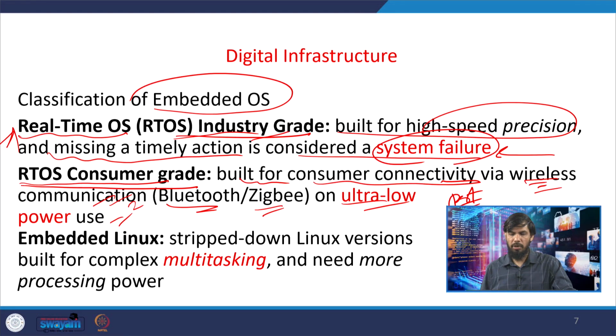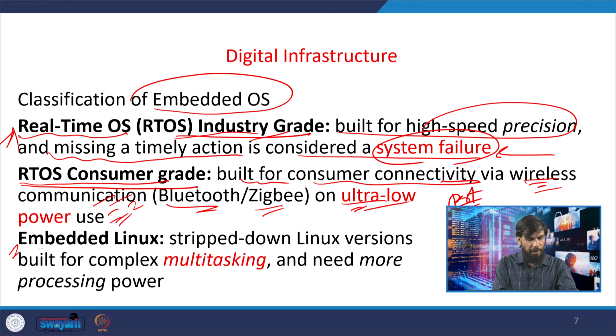So it is built for consumer connectivity via wireless communication such as Bluetooth. There are so many devices that we connect via Bluetooth, and the kind of operating system there is actually consumer grade RTOS. For example, listening to music on some device, whatever music you are playing should run, right. Take the infotainment system in our cars: a real time function should be there, and it works with Bluetooth connectivity. We can connect our smartphones with that, right. So, ultra low power use.